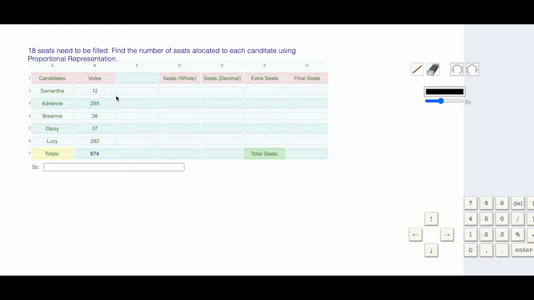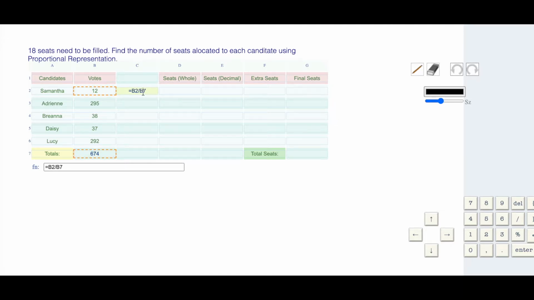Samantha has 12 674ths of the 18 seats. That's the fraction. It's equal to 12 out of the 674. I want to lock onto the 674. So when I fill this down, I want them to always be looking at this, B7. So I want it to lock onto the B7. So I'm going to put a little dollar sign between the B and the 7.